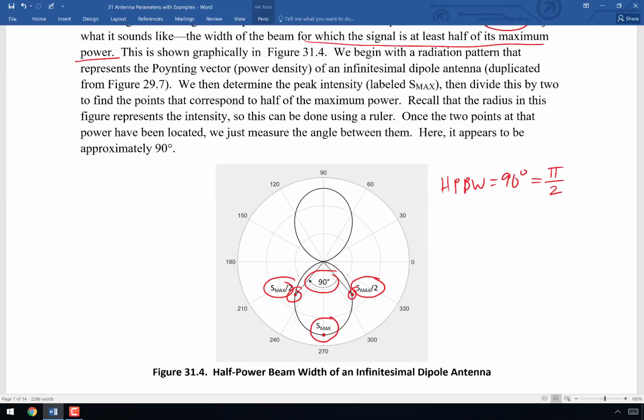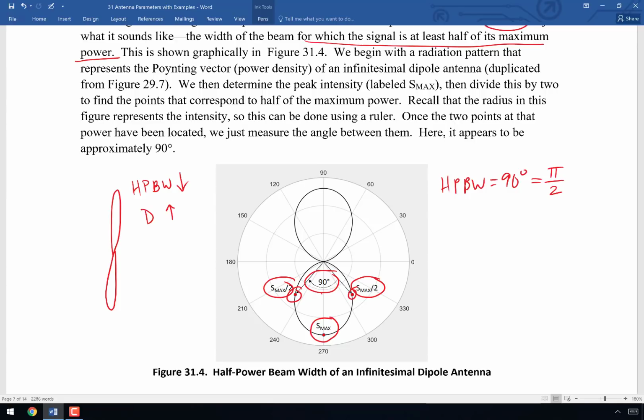And if you think about it, the narrower the half-power beam width is, the more directed the antenna is going to be. So if this were just like a laser beam, then I would think that the half-power beam width would be extremely narrow, and the directivity would be very high. So in general, I would say that as the half-power beam width decreases, the directivity is going to increase.